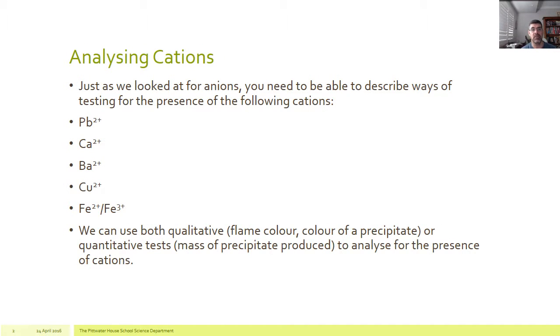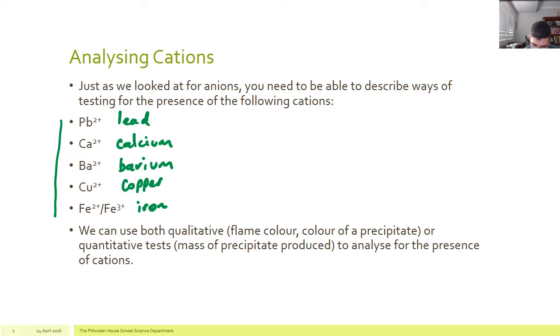So, just as we looked at ways of carrying out different tests for the presence of certain anions, we also need to be able to describe ways of testing for the presence of certain cations, and the ones that are listed in the syllabus are these. So we need to look for the presence of lead, for calcium ions, for barium ions, for copper, and also for iron. And the two forms of iron are iron 2 and iron 3.